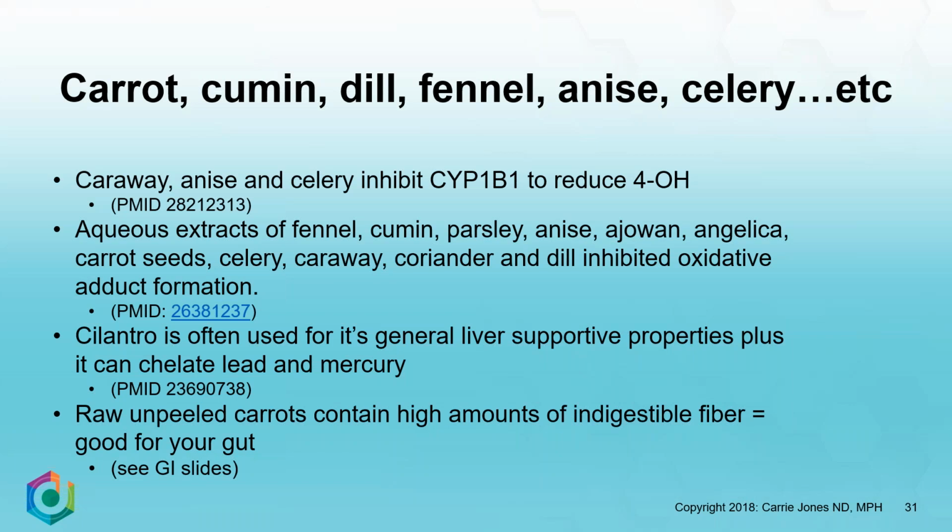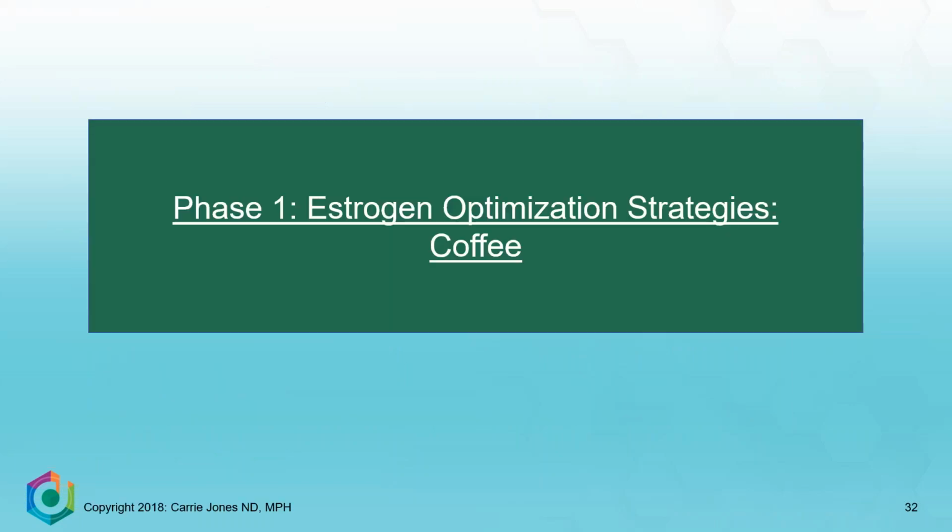Now, cilantro is often used for its general liver supportive properties, and of course, it can mildly chelate lead and mercury, which is not the point of this talk, but I thought it was pretty interesting. There's the research there. And then raw unpeeled carrots. If you buy carrots, don't peel them. Wash them, but don't peel them. Carrots contain high amounts of indigestible fiber, which is really good for your gut microbiome, and that'll be really good as we get into the GI slides.